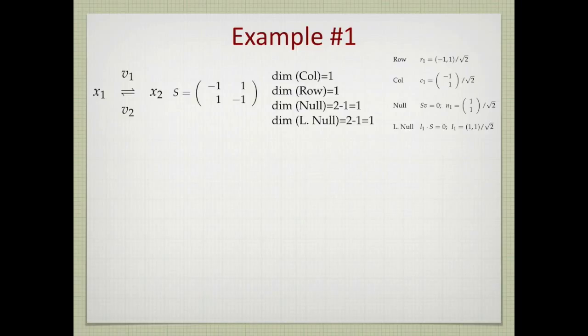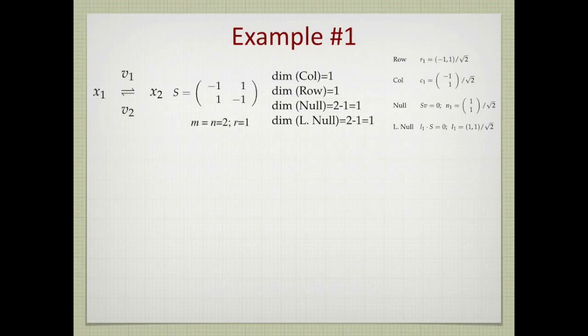What's shown to the right of that are the basis vectors for each one of these spaces. These basis vectors are divided by the square root of 2, which is simply normalizing them to unit length. So that makes them proper normalized basis vectors for these spaces.